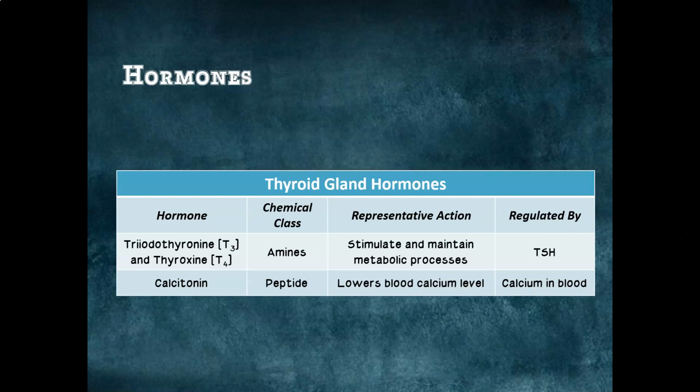So if you take a look, right, there's your T3 and T4. They are both amines. The other one that is also produced by your thyroid is calcitonin. And this guy has to do with the regulation of calcium in your blood.